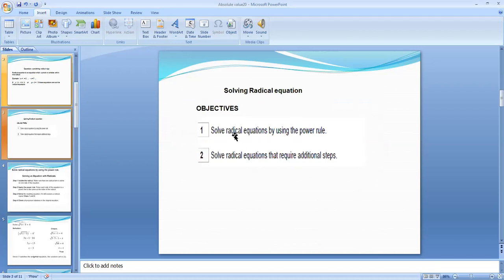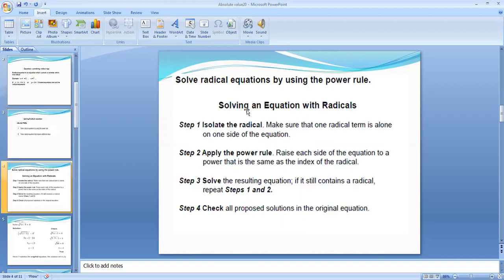Now, what are our objectives? Solving radical equations by using the power rule, and the second objective is solving radical equations that require additional steps. Before going to the solution, we have to keep a few points in mind which help us in solving radical equations.